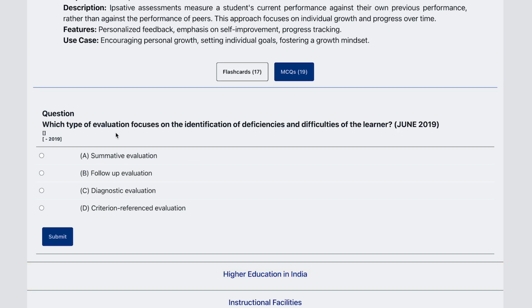Which type of evaluation focuses on identification of deficiencies and difficulties of learner? This is very easy. It is diagnostic, but let's look at why others are incorrect. Summative would be again a general idea after the semester. Follow-up evaluation would be ipsative, to look at the difference in how the test scores were, and criterion is for a well-defined standard. So C, diagnostic.